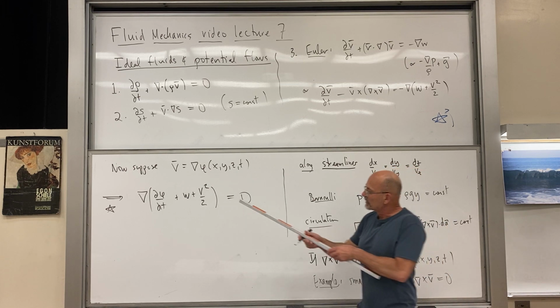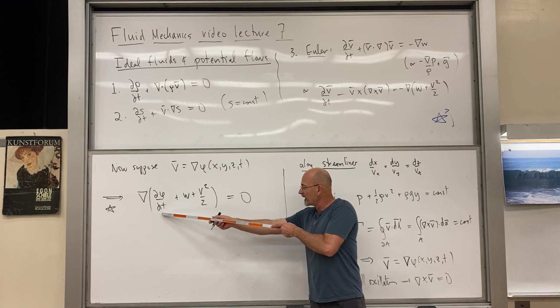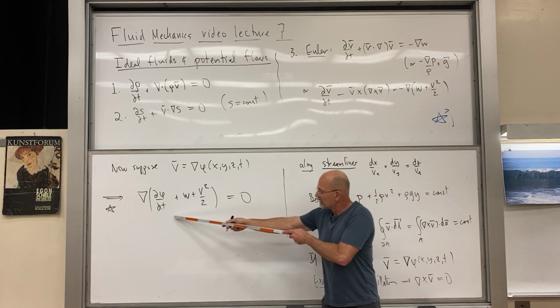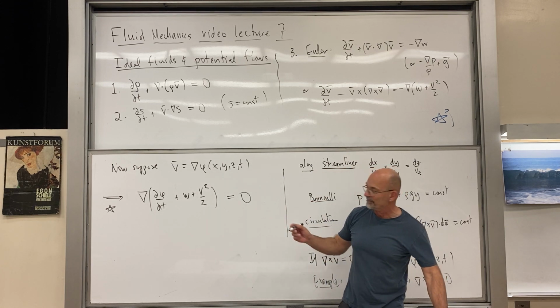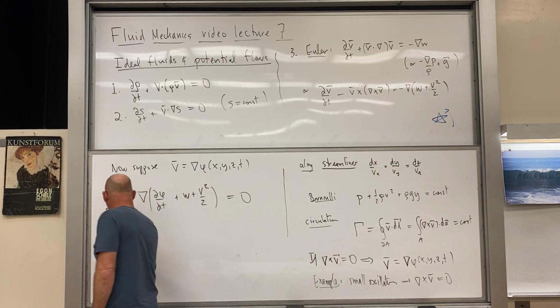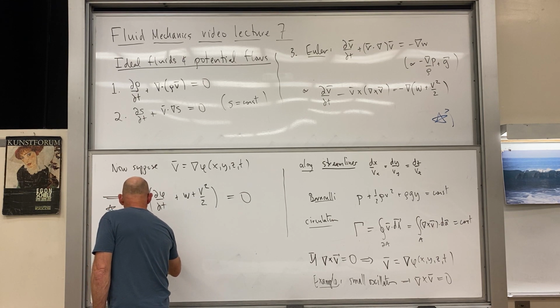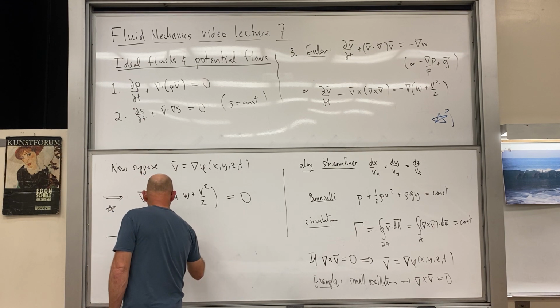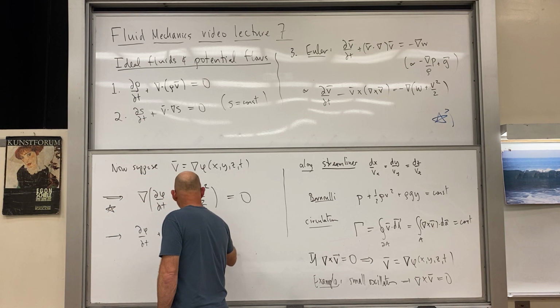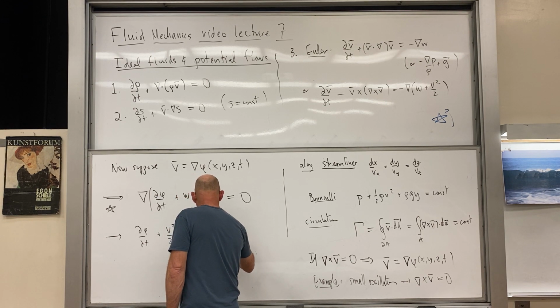And from this, since these are the spatial derivatives, we can conclude that the argument here, the expression in the parentheses, is a function of time. So now we have dφ/dt plus v squared over 2, w is some function of time.